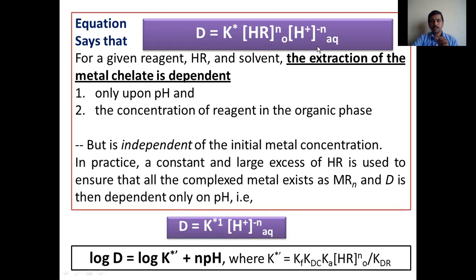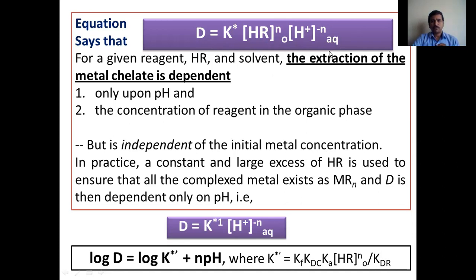MH2O x to the xn plus is not present, it is absent. So the distribution ratio, the extraction of the metal chelate is independent of initial metal ion concentration. There is no metal ion involved in this expression.